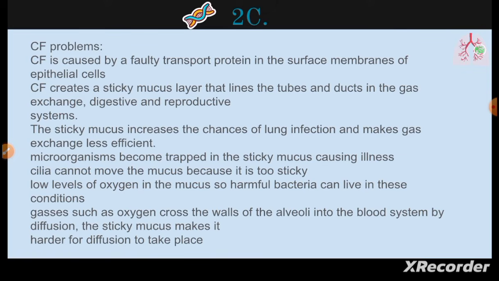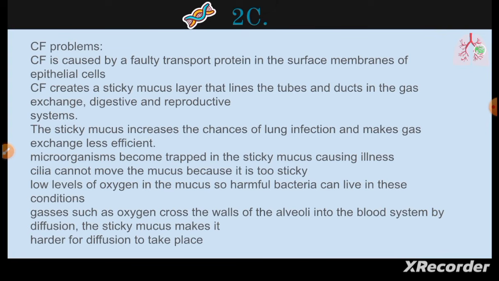So water does not leave the cell by osmosis, since the chloride ion concentration in the cell is much higher than outside, since no channel protein is helping the chloride ions exit the cell. So then the mucus on the epithelial cells is not diluted by the water. This results in thick, sticky mucus. It lines the tubes and ducts in the gas exchange tract, the digestive tract, and reproductive system. The sticky mucus increases the chances of lung infection and makes gas exchange less efficient.